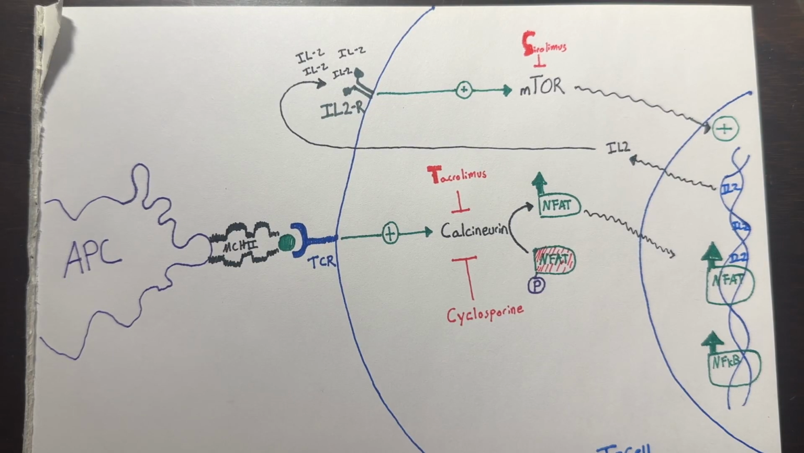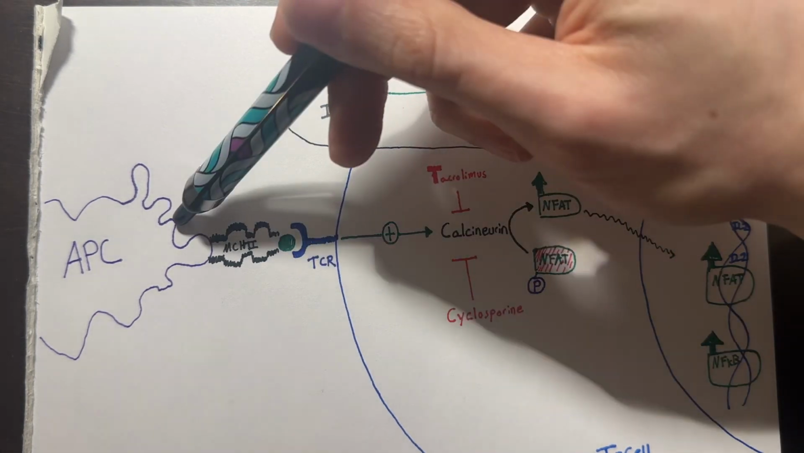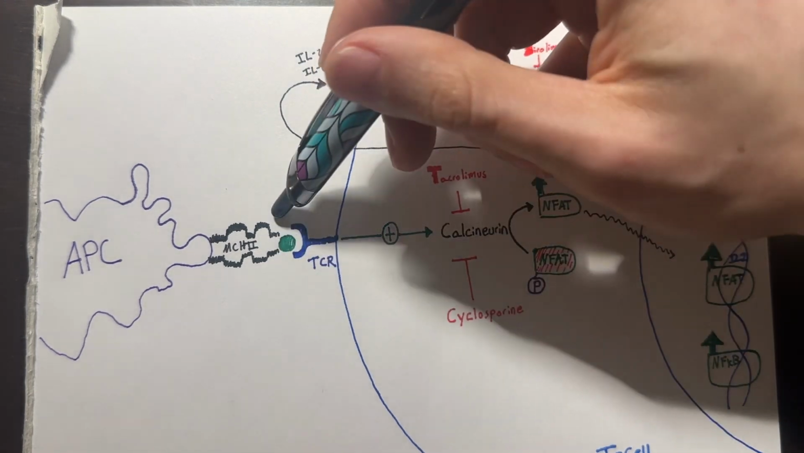Okay, this is a quick video on calcineurin, IL-2, and T cell activation. So I'm just going to go over this general pathway first and this mechanism, and then I'm going to go into the drugs that we use to inhibit this pathway. So an APC, or antigen-presenting cell, has an MHC2 receptor.